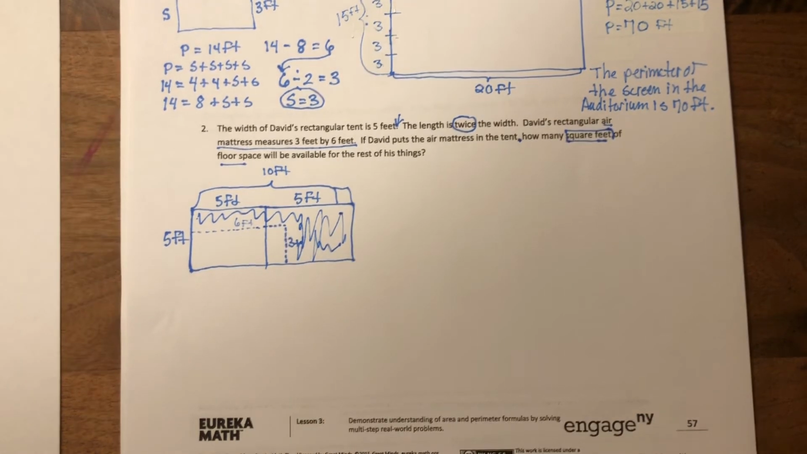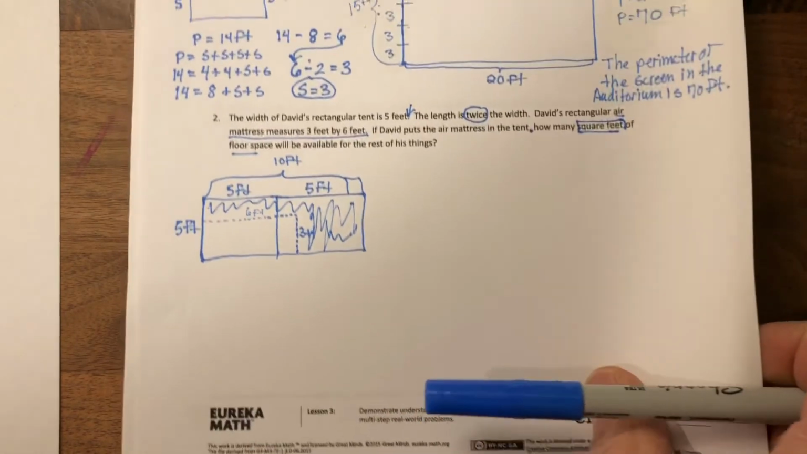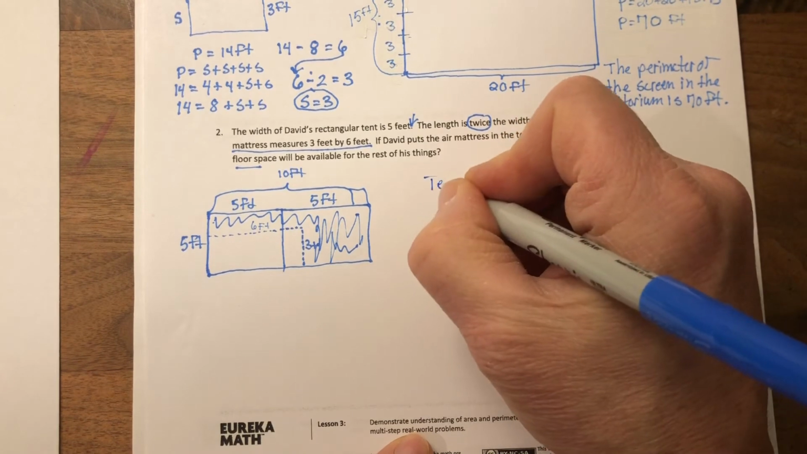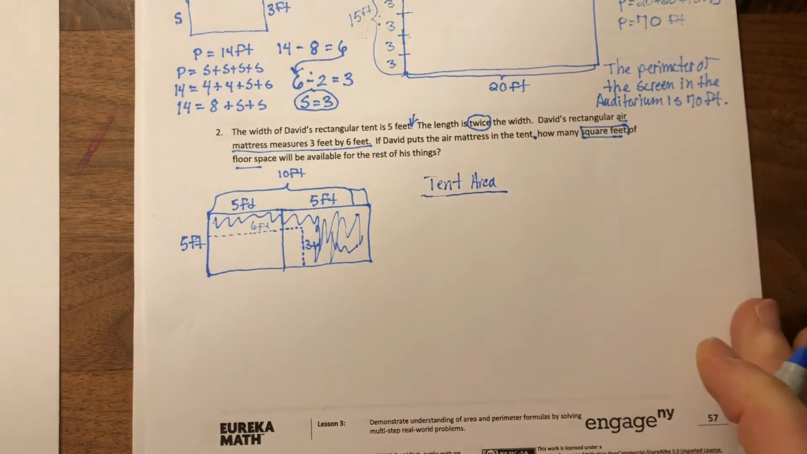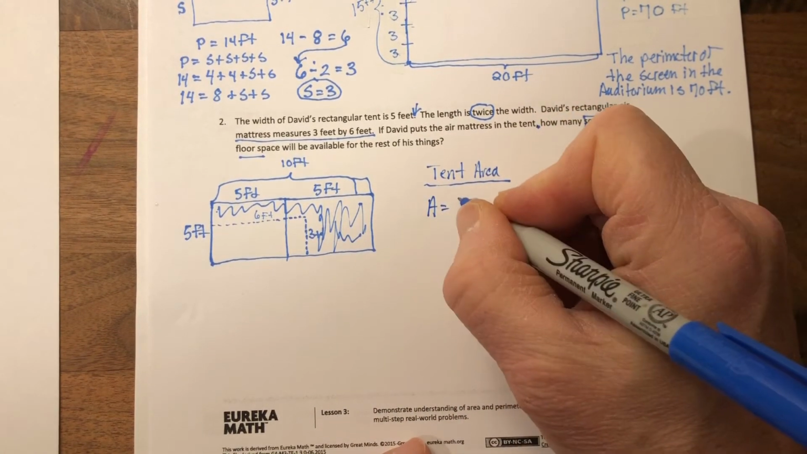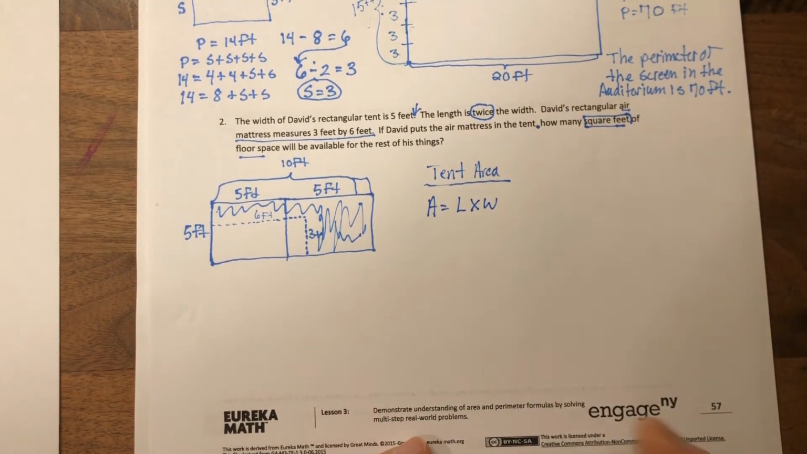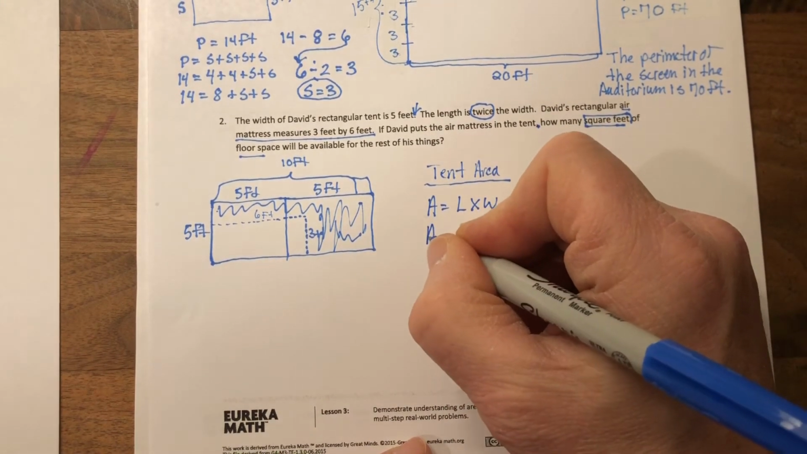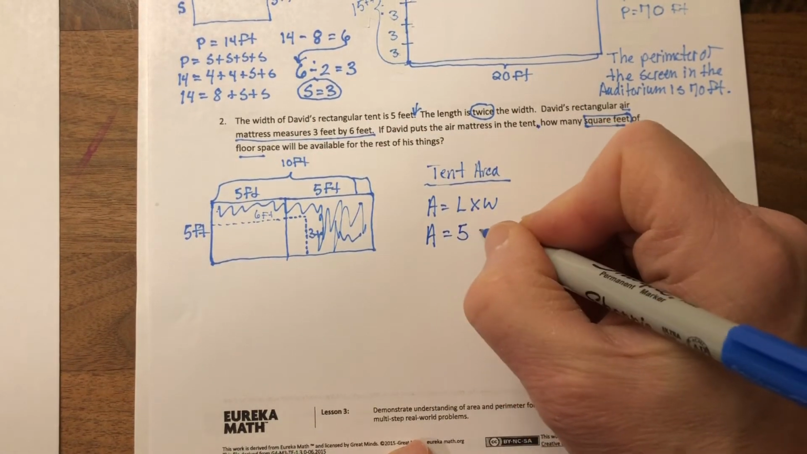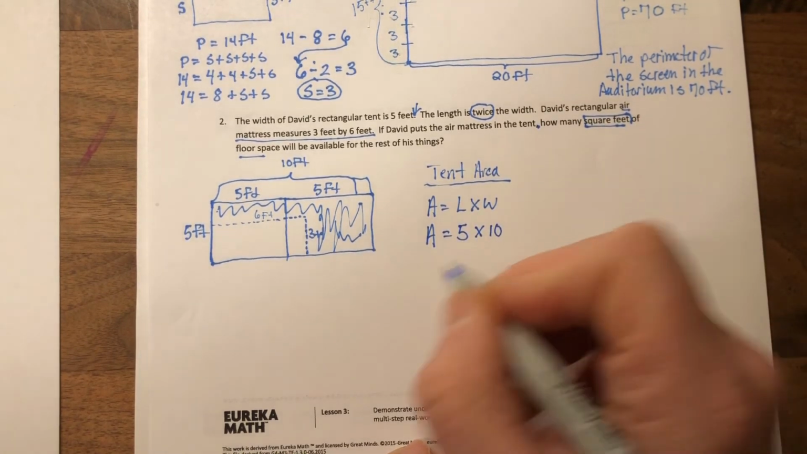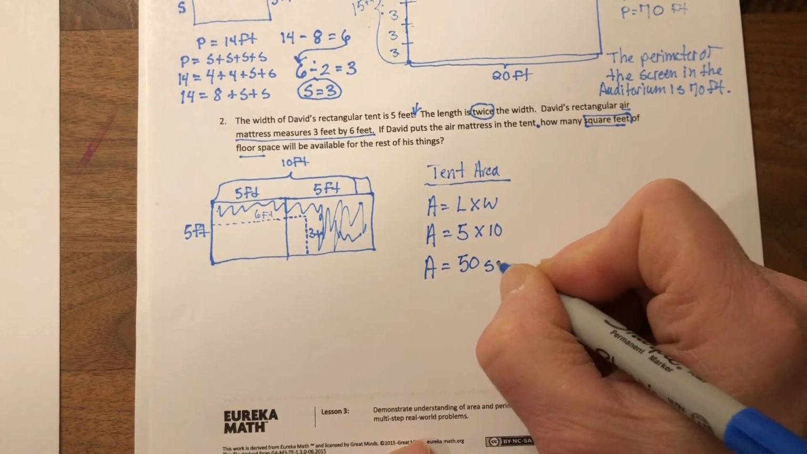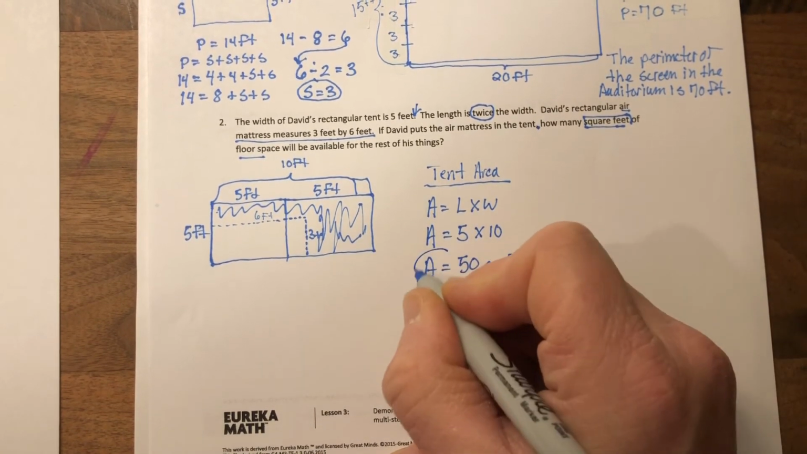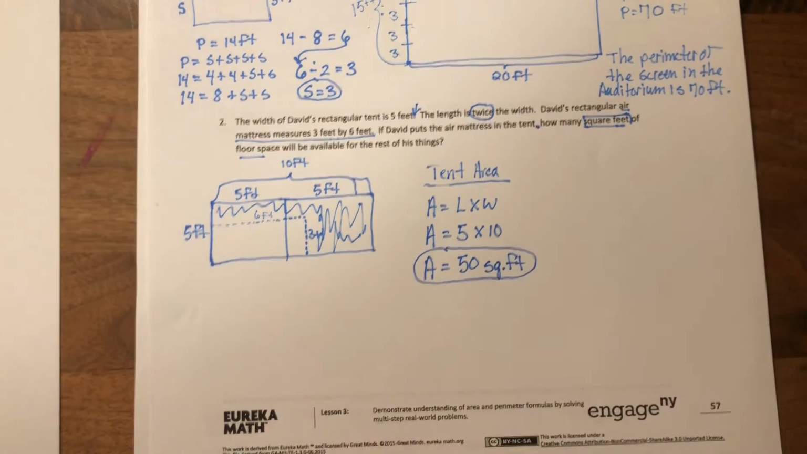Well, let's find out how much total area we have for the tent. So the area of the tent, let's write that down, tent. The tent area, all right, let's write down our formula. Area equals length times width. All right, so the tent area equals 5 times 10. Cool, I like that math. Area equals 50 square feet. Cool, I've got my answer there. That's how much the tent is.